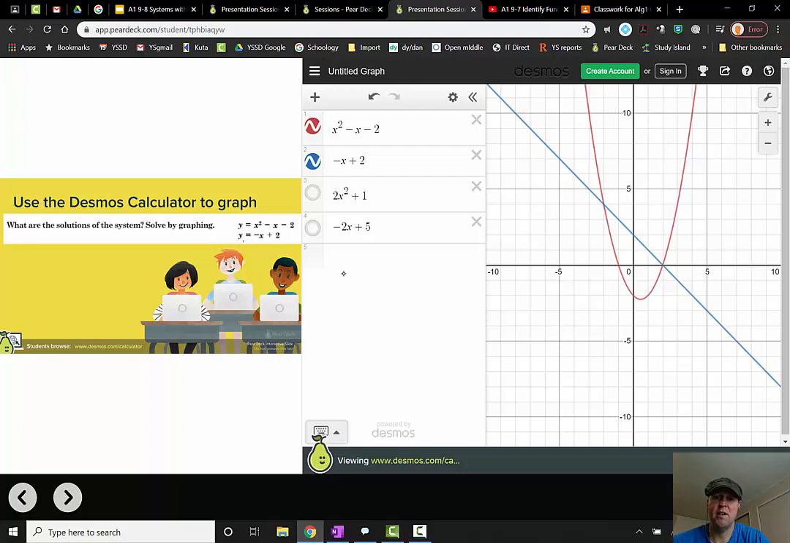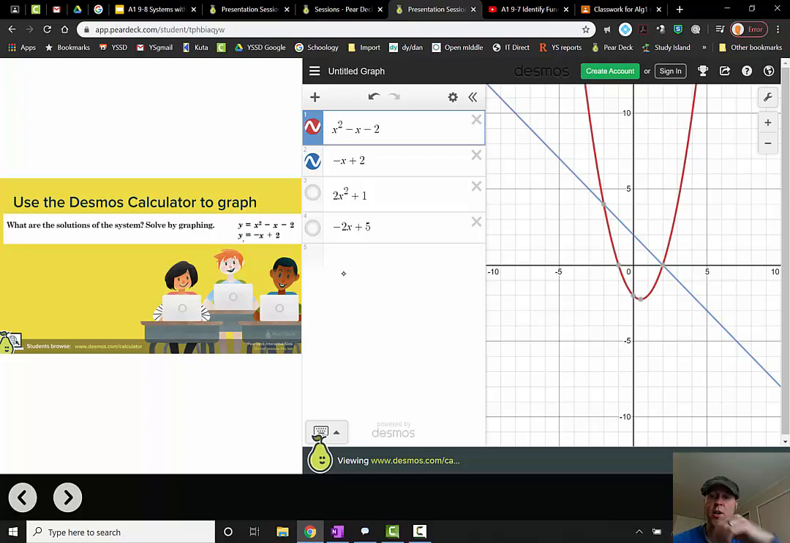Major idea, it opens up. So this is my red one right here. It opens up because a was positive 1, and it has 0, negative 2. 0, negative 2 is definitely the y-intercept. Those are the things I want you to make sure you know. Other than that, graphing technologies are amazing.